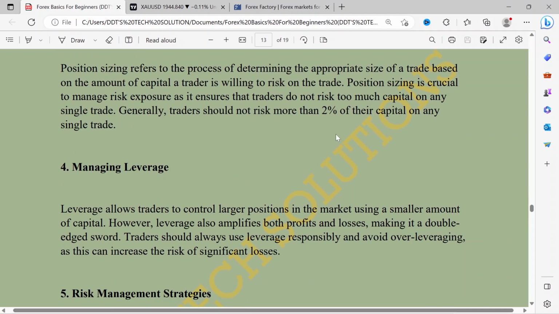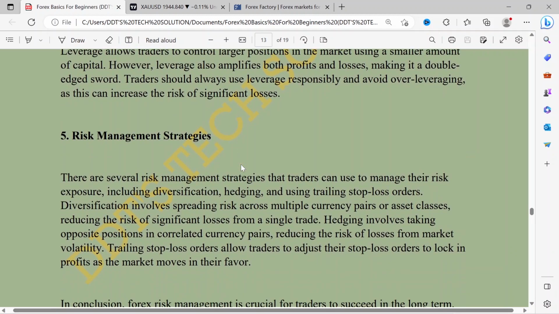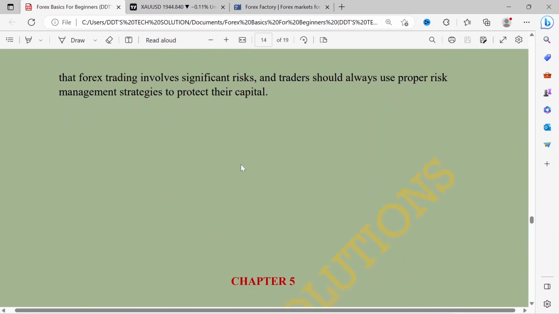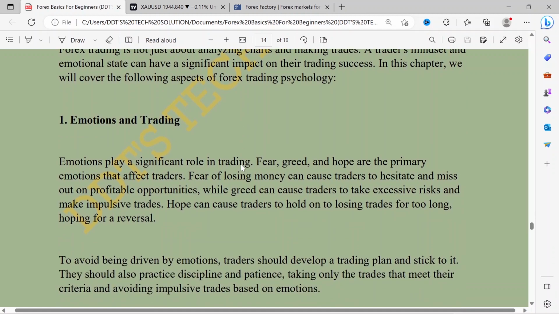You should just use 2% of your capital on any single trade. Alright, so with others to go, you can read from the ebook. So moving to chapter 5, talking about trading psychology. So just talking about the emotions in trading.